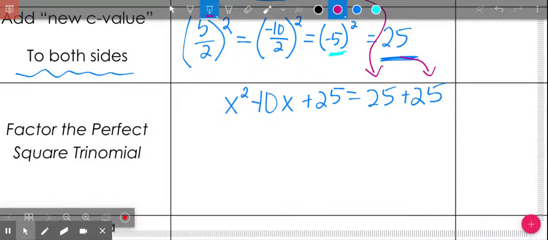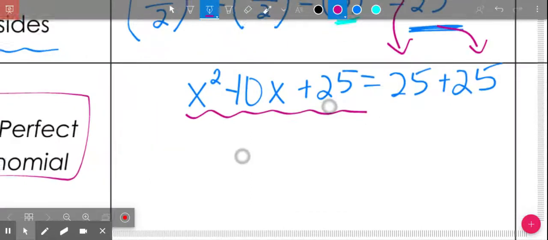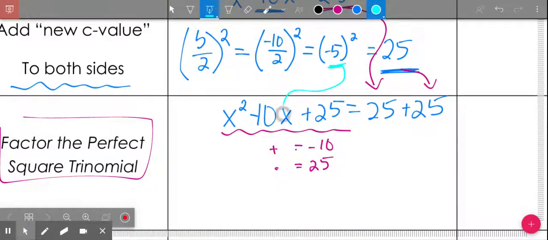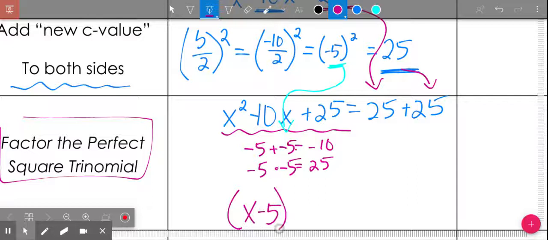Okay, so now it says we're going to factor the perfect square trinomial. This is now our perfect square trinomial, so we're going to factor it. We want to think what adds to give me negative 10, but multiplies to give me a positive 25. Remember how I said this number was important? Well, guess what? Negative 5 and negative 5. So we're going to rewrite it as x minus 5, x minus 5 is equal to, we're going to simplify this.